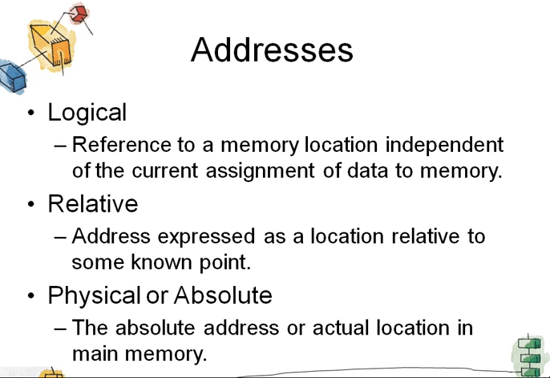So here we have three types of addresses. Logical address, which is independent of the current assignment. It is only a reference to a memory location, independent of any assignment that is done currently. A relative address is an address that is expressed in some relation to a known point in the memory. An absolute address is the actual location occupied in the main memory.